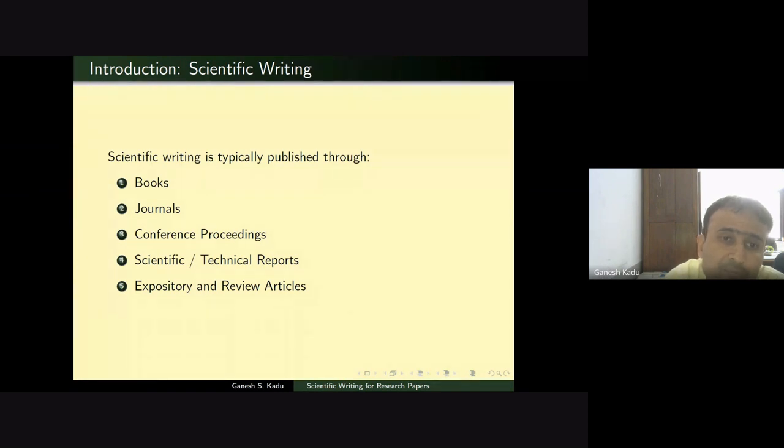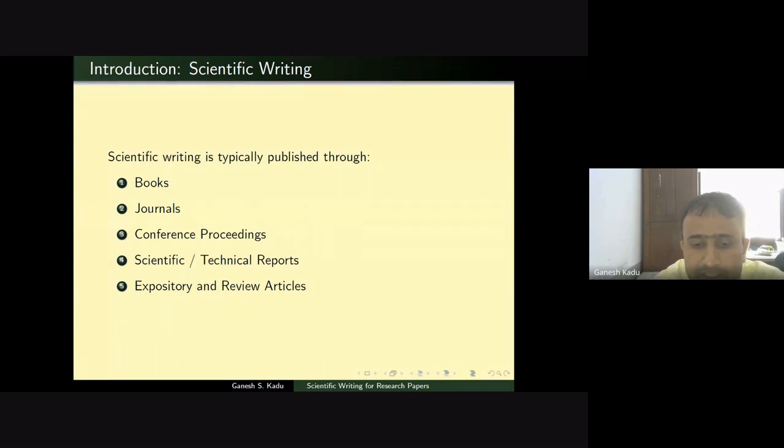In sciences, for example, a journal publication is valued more. But again, there are good journals, there are not so good journals, and so on and so forth. So there are these differences, of course. But yes, scientific writing is typically, you have these broad categories like books, journals, conference proceedings, scientific or technical reports.